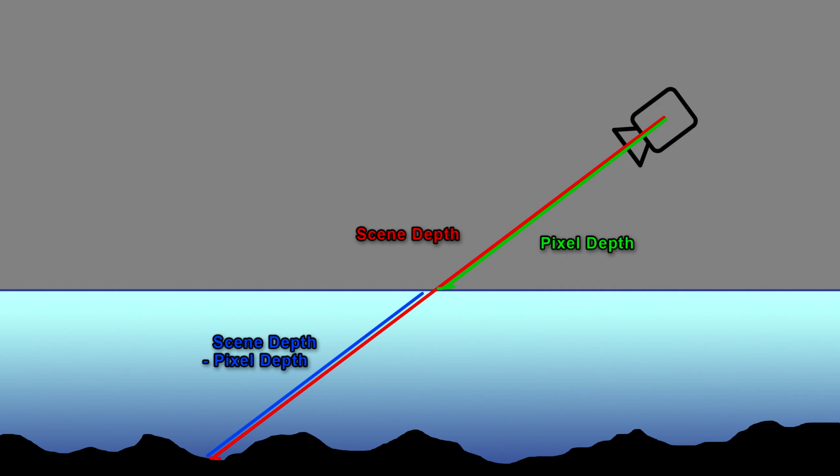But the problem is I'm rotating my camera to more of a shallow angle now. And as I rotate it, you can see that this depth vector is getting longer. So the shallower my angle, the more opaque my water is going to appear. And that's not necessarily correct.